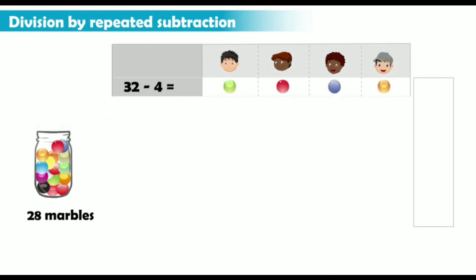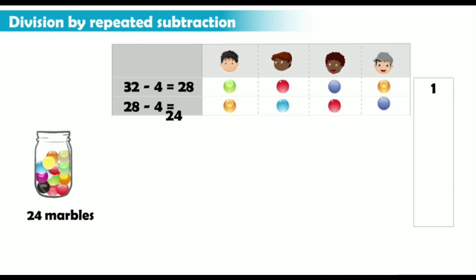So first we take away 4 marbles from 32. Then we give each player 1 marble, leaving us with 28 marbles. Across the margin, we write 1 to indicate that each player got 1 marble. Now, we take another 4 marbles and that leaves us with 24 marbles. We also write 1 across the margin to show that every player got another 1 marble.